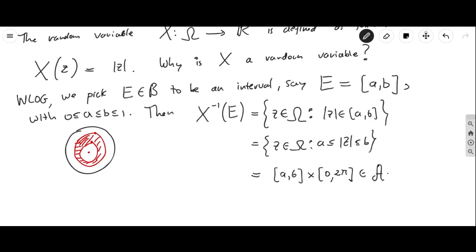Okay, so that means that this is a random variable. We can always assume that the Borel set happens to be an interval, because a Borel set in general is generated by these intervals, so it's enough to just focus on the intervals.